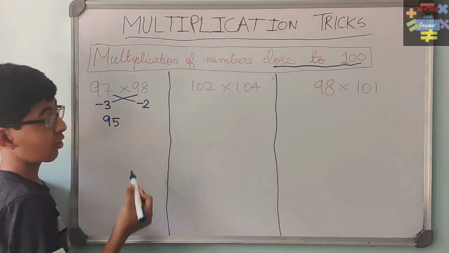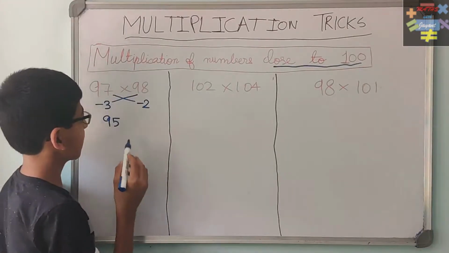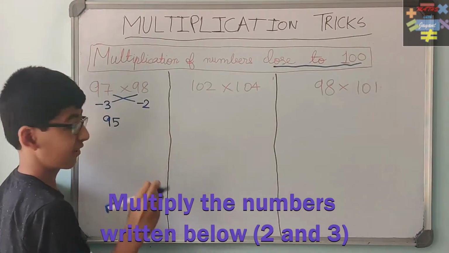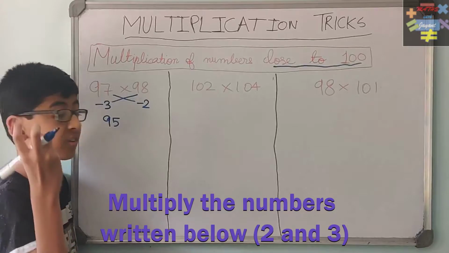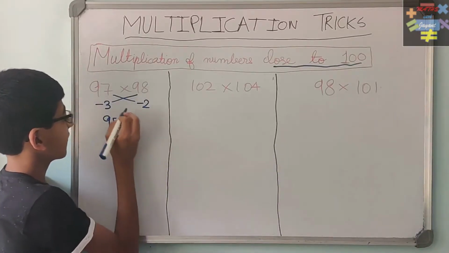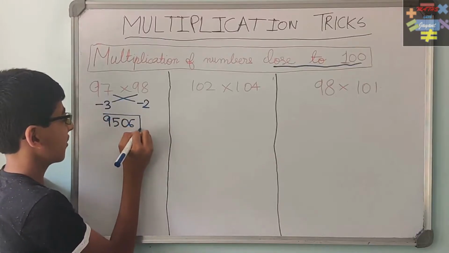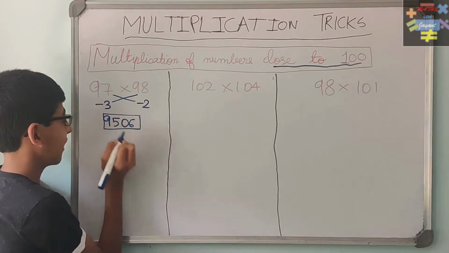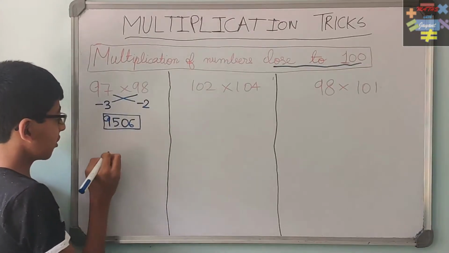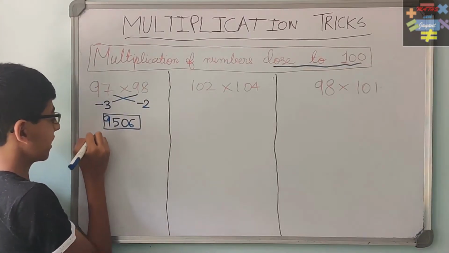This works for any sort of a question. And then the third step, 3 into 2. We have to do 3 into 2 is 6. We have to write the answer in 2 digits. So we will write 0, 6. Like this, we will get our answer as 97 into 98, 9506.